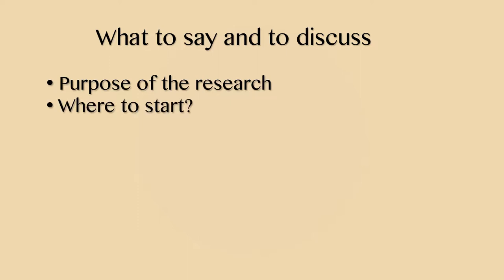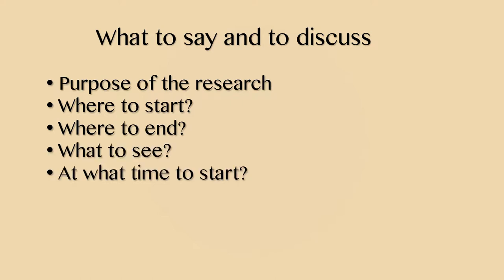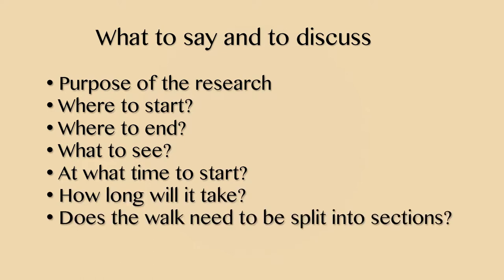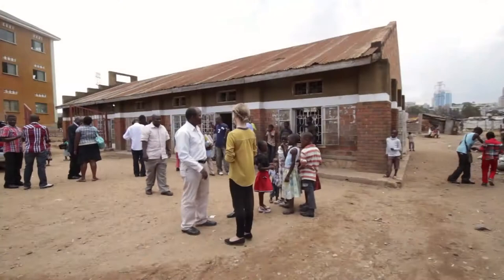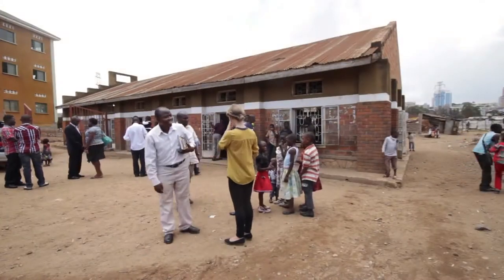When you invite someone for a Transect, make sure that before you conduct the Transect, you tell the participant of the purpose of the research. Watch out for raising false expectations though, and the participant will decide for you what is most interesting to see. You may want to discuss these questions: where to start, where to end, what to see, at what time to start, how long will it take, does the walk need to be split into sections maybe? This all depends on the purpose of your research.